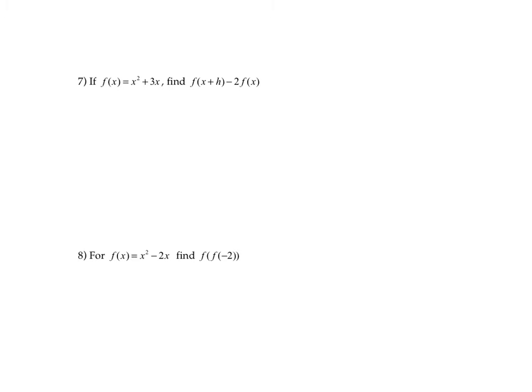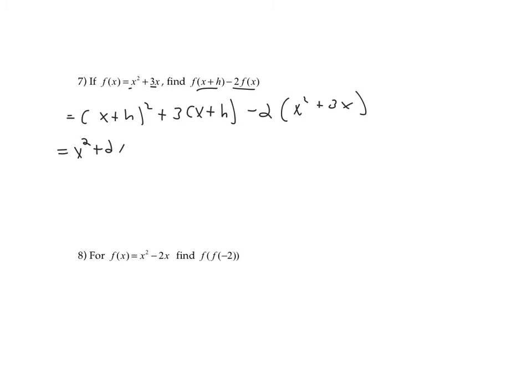Okay, number 7 is just an exercise in algebra. It says if f of x equals x squared plus 3x, find f of x plus h minus 2 times f of x. Okay, so to do f of x plus h, you're going to replace each of those x's with x plus h. So that is going to give us x plus h quantity squared plus 3 times x plus h. Now from that we have to subtract 2 times f of x, so it'll be minus 2 times x squared plus 3x.